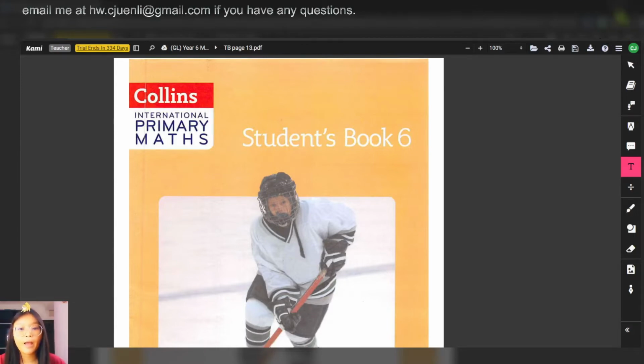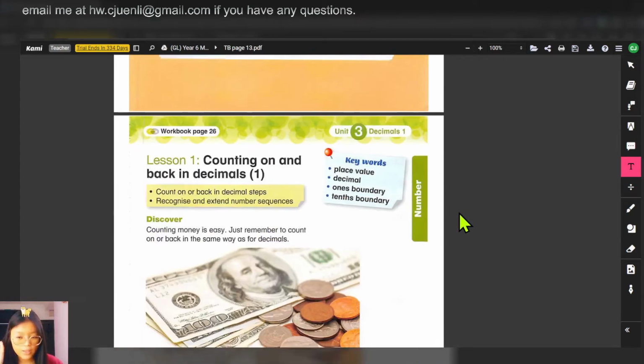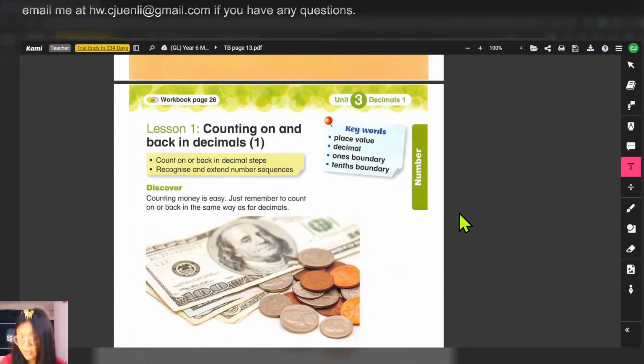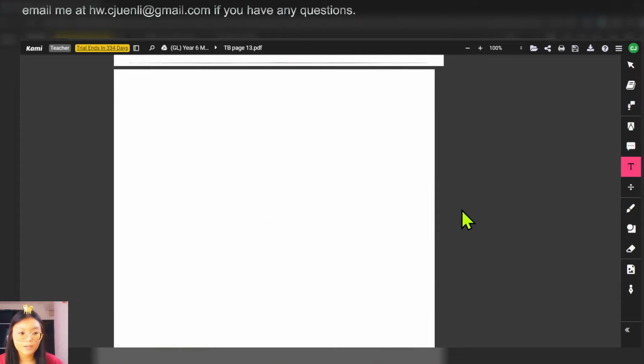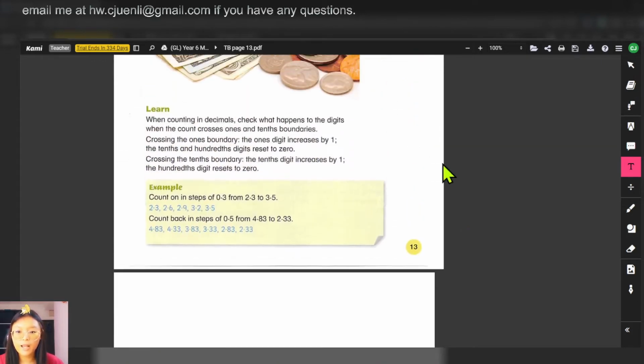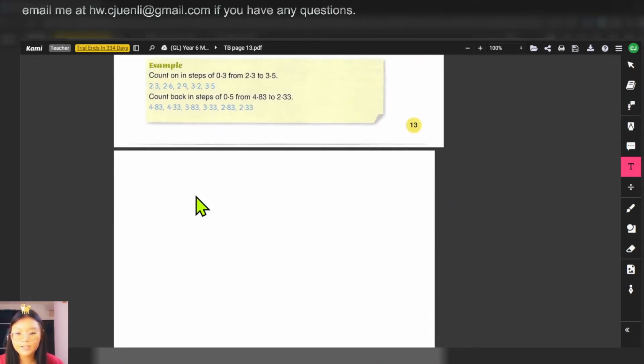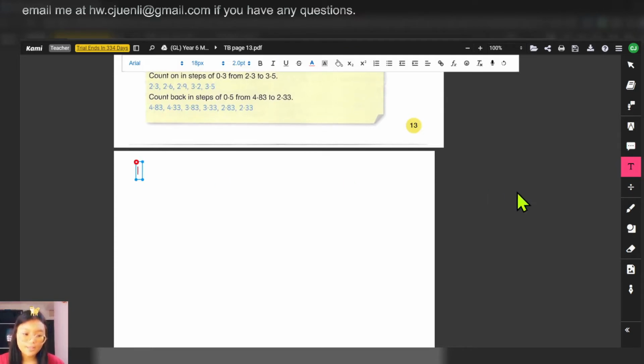So today we're actually gonna look at, again, the Collins International Primary Maths for the Year 6 book. So today's topic is basically about decimals, the chapter itself or the unit. We're gonna look at counting on and counting back in decimals, and this is just the first part. The first part is normally pretty simple itself. You can look at your textbook page 13 for this, but again, I'm going to give you some notes about it.